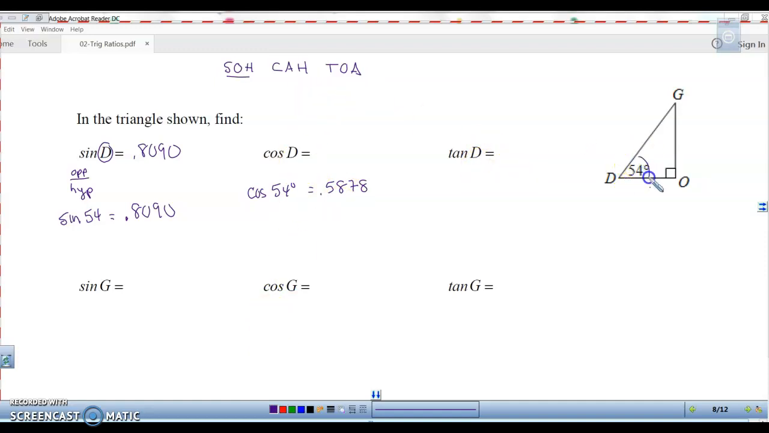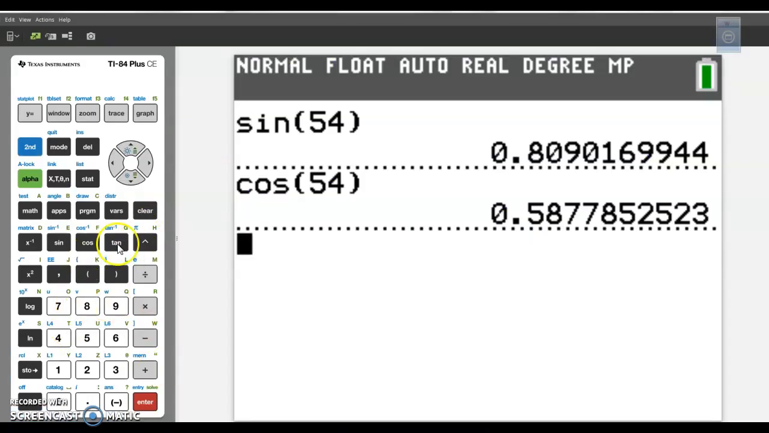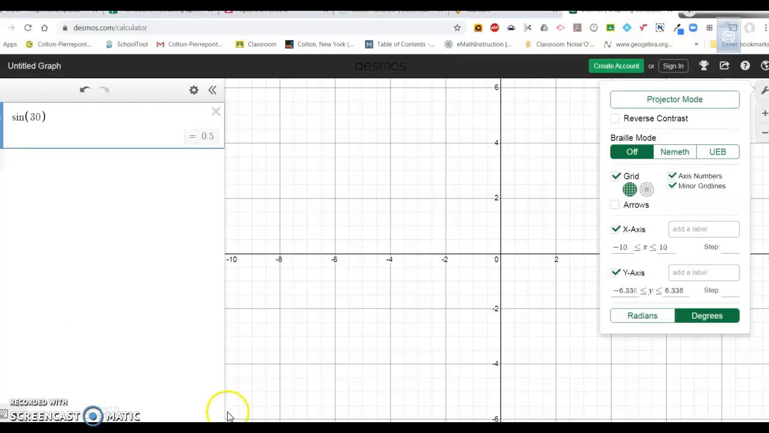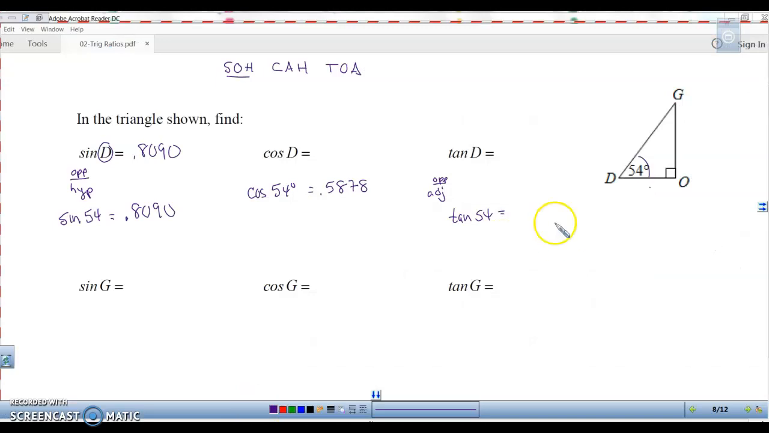Okay, your third one is tangent of D. So from this angle D, you want opposite over adjacent. So if you're looking for the tangent of 54, the ratio of opposite to adjacent, we put in our calculator tan 54, close your parentheses, you get 1.3763, or 1.3764 is what we ended up with. So always pick out the value that you need when you do that.